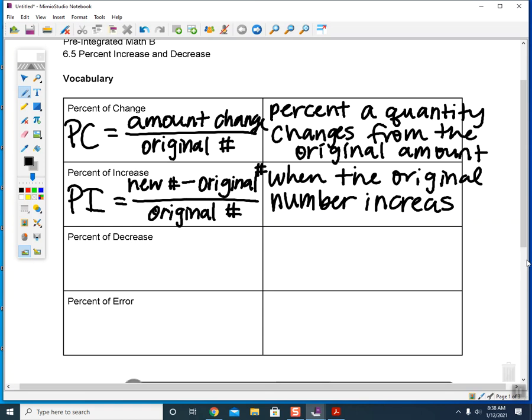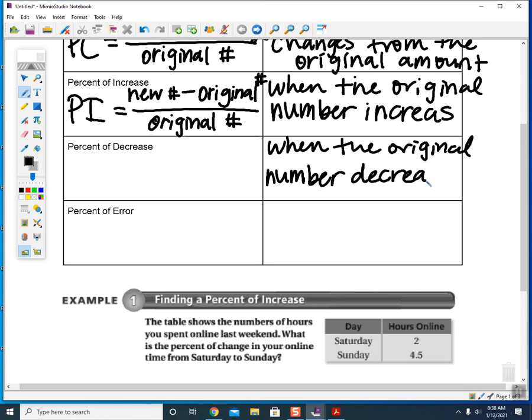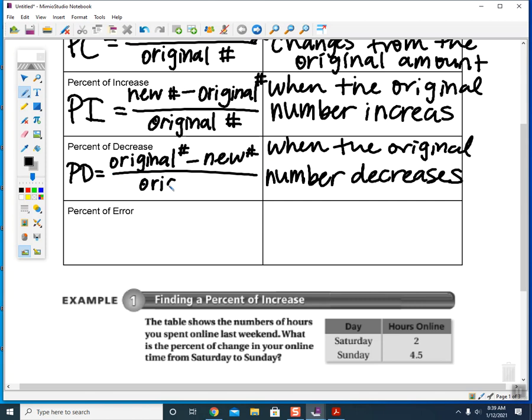Next one is percent decrease. This one's also pretty obvious. It's when the original number decreases. Okay, and then in this example, percent of decrease, I take the original number minus the new number divided by my original number again.